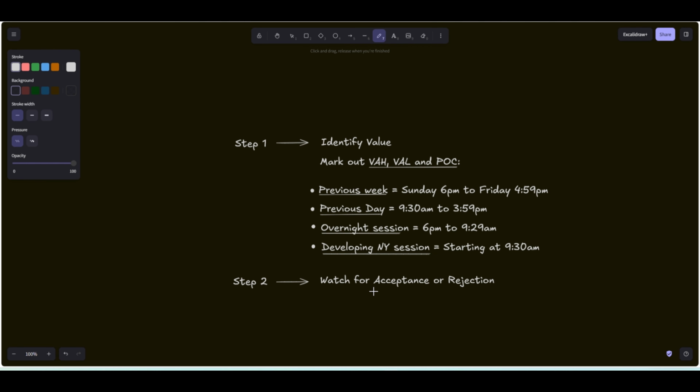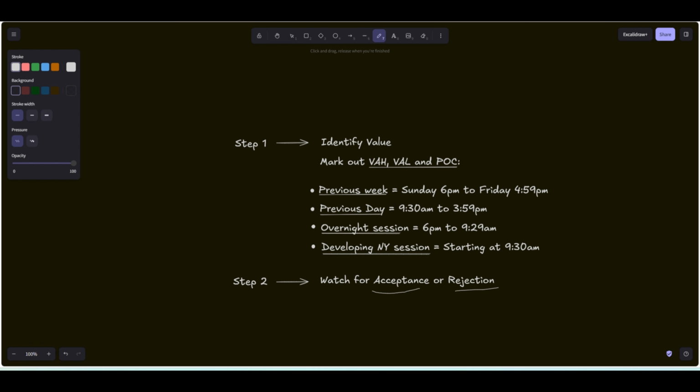Step 2. Watch for acceptance or rejection. When price reaches these areas, do not immediately enter a trade. Instead ask, is the market accepting this price or rejecting this price? Watch the volume and time spent at this price. The answer often determines the next major move.